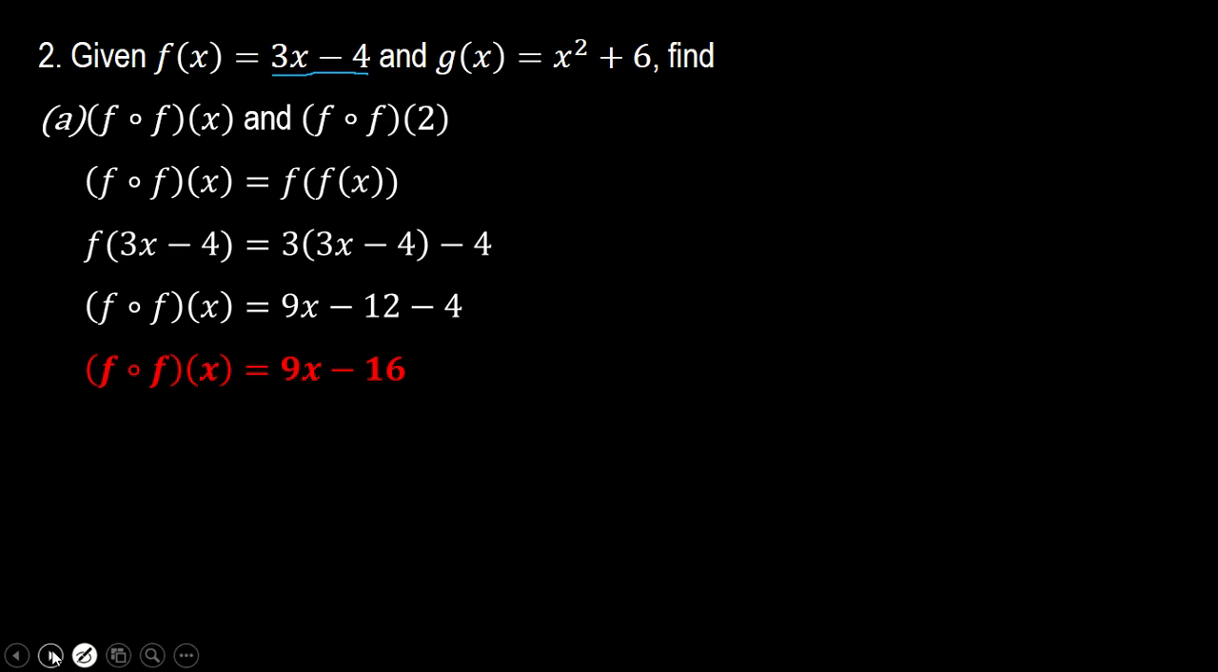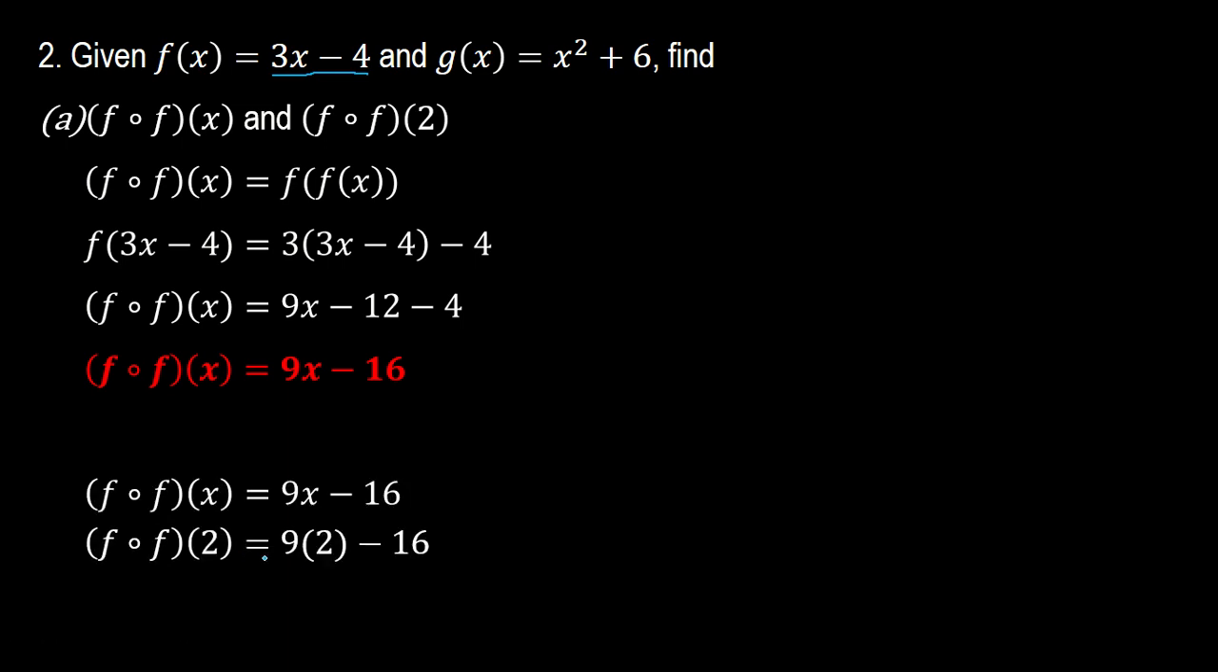Lastly, we have here f of 2. So if we have f of 2, we're going to substitute that as our x. So 9 times 2, that's 18. 18 minus 16, the answer here is 2. So the f of 2 is equal to 2.